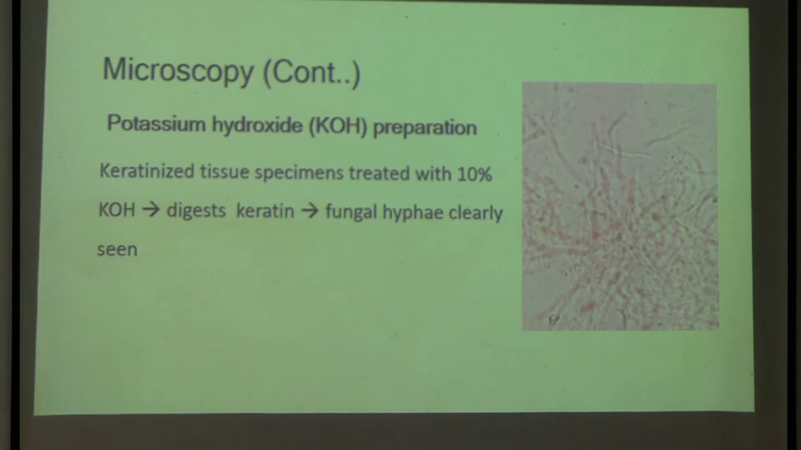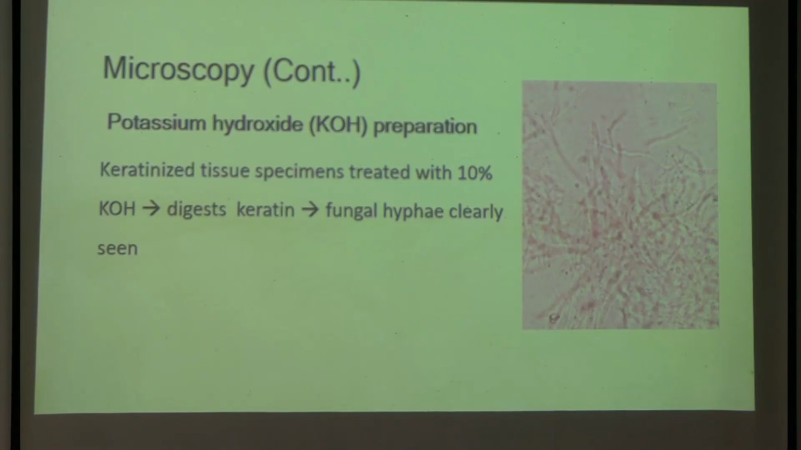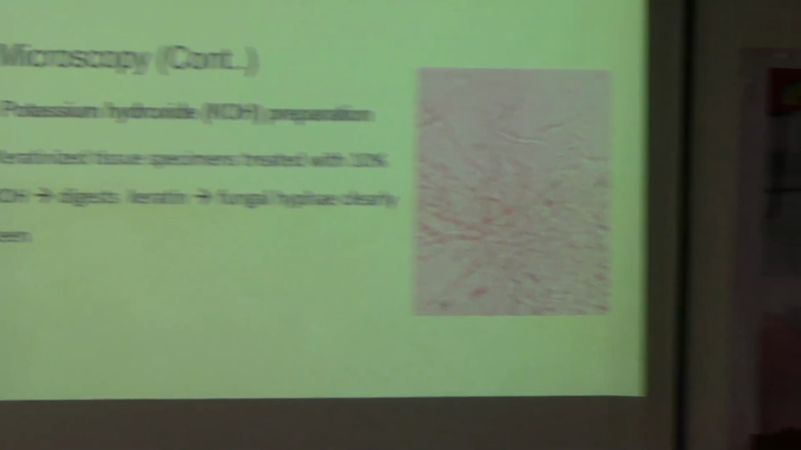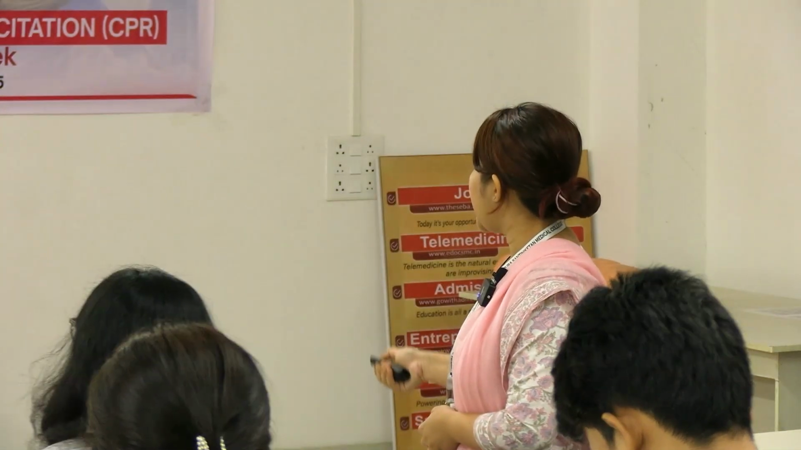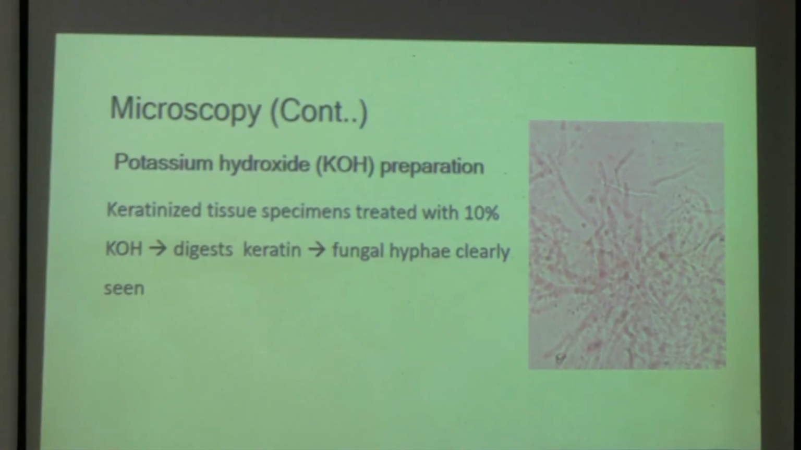What potassium hydroxide does is, these are all keratinized tissues: skin, hair, nails. Keratin is present there. The potassium hydroxide digests and breaks down the keratinized cells. So whatever fungal filaments are in the cells will come outside because of the breakdown of the cells, and we can visualize them clearly. These hyphae are seen without any stains, only under the light microscope.